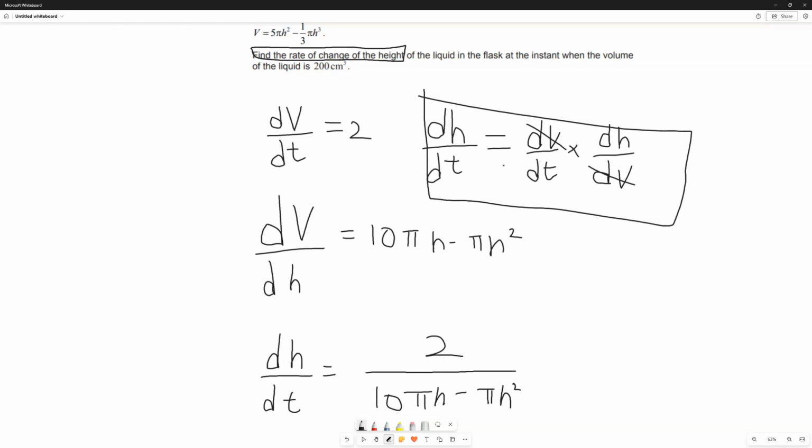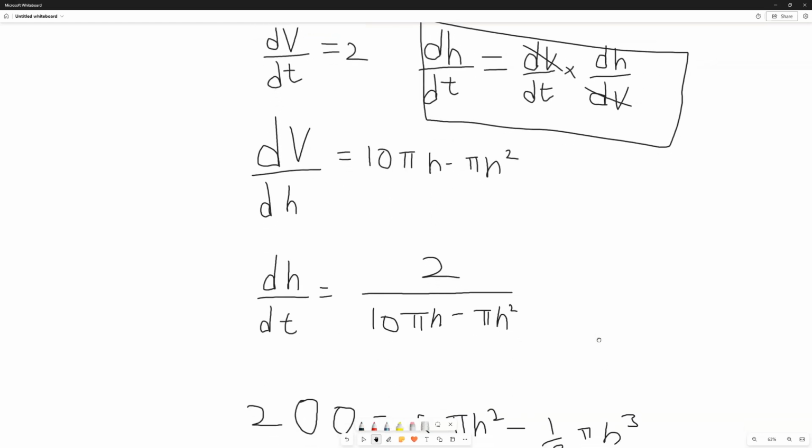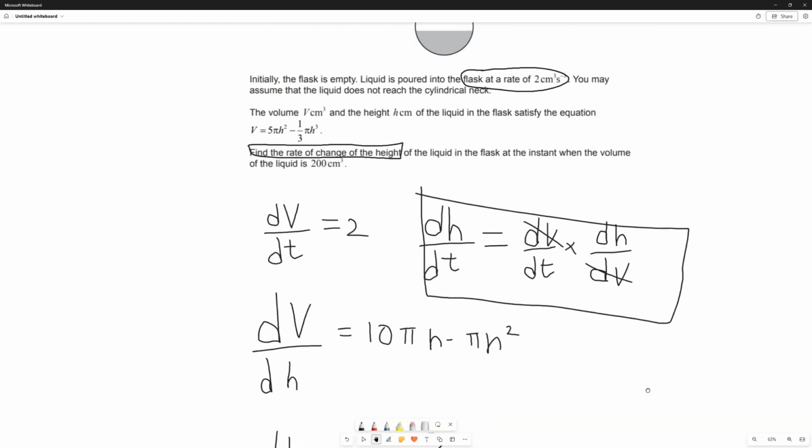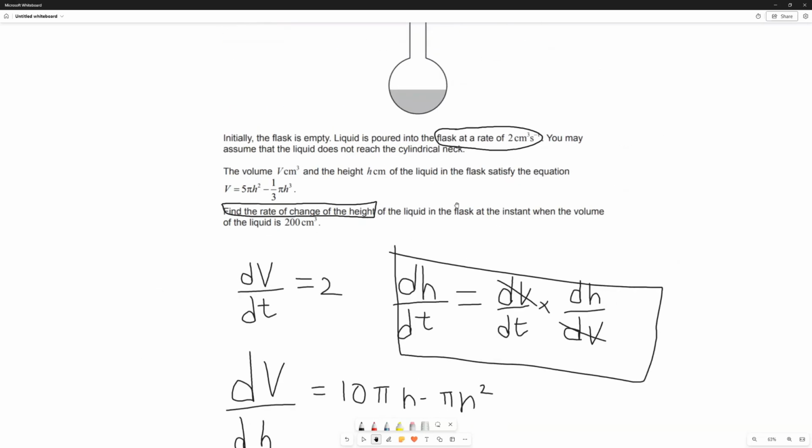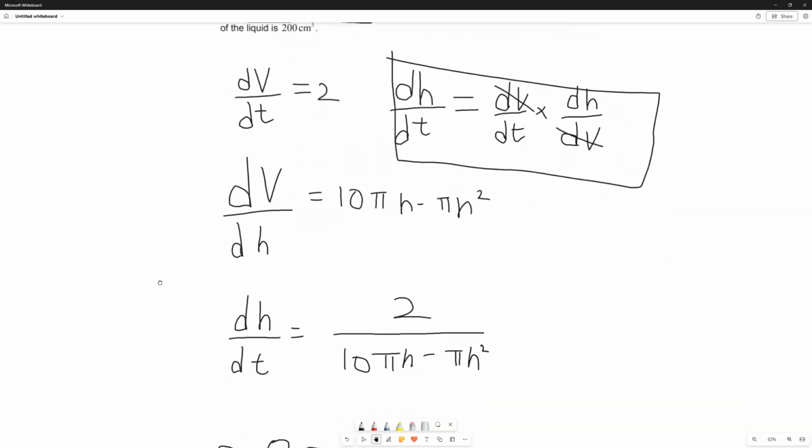So given dv dt, which is 2, times dh dv, which is the inverse of this, so we get this expression here. And after that, in the question, it was asked that we have to find the rate of change of height, so dh dt right here, when the volume of the liquid is 200 centimeter cube. Now we have the expression with v in terms of h. So if we're given volume, we can find the height of the liquid when volume is 200 centimeter cube. So that's what we do here.